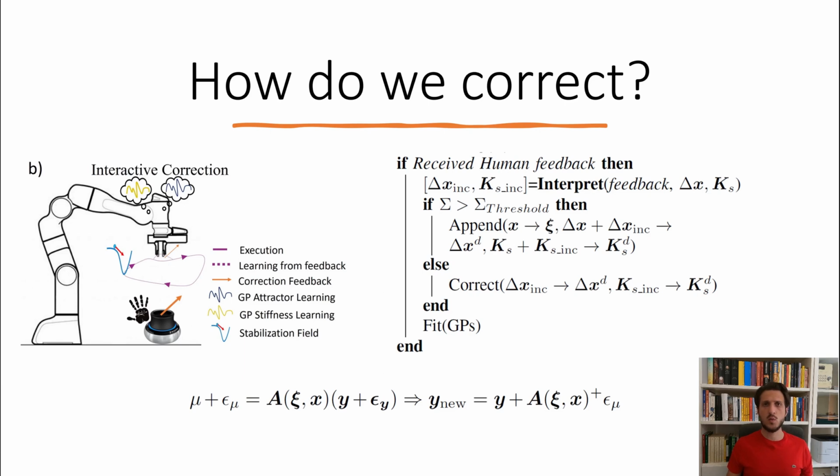So when we are in a region of certainty, we are spreading the correction coming from the teleoperation device on the database of the robot according to the equation you see at the bottom of the page. And when we are outside the zone of certainty, we are adding new points to the database.